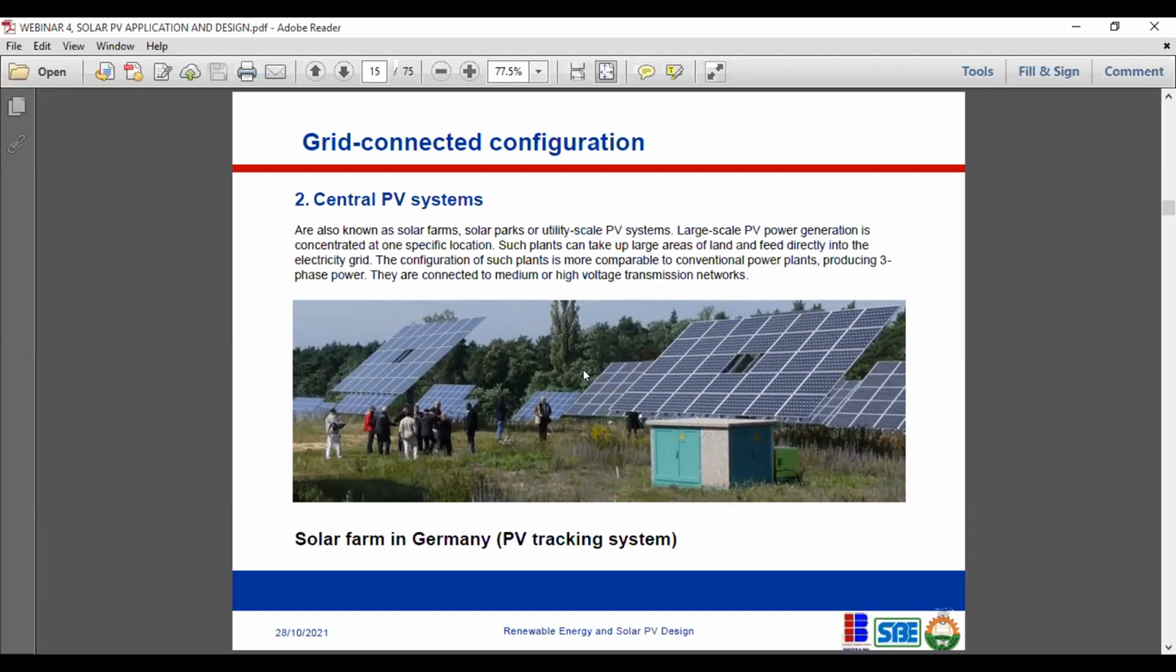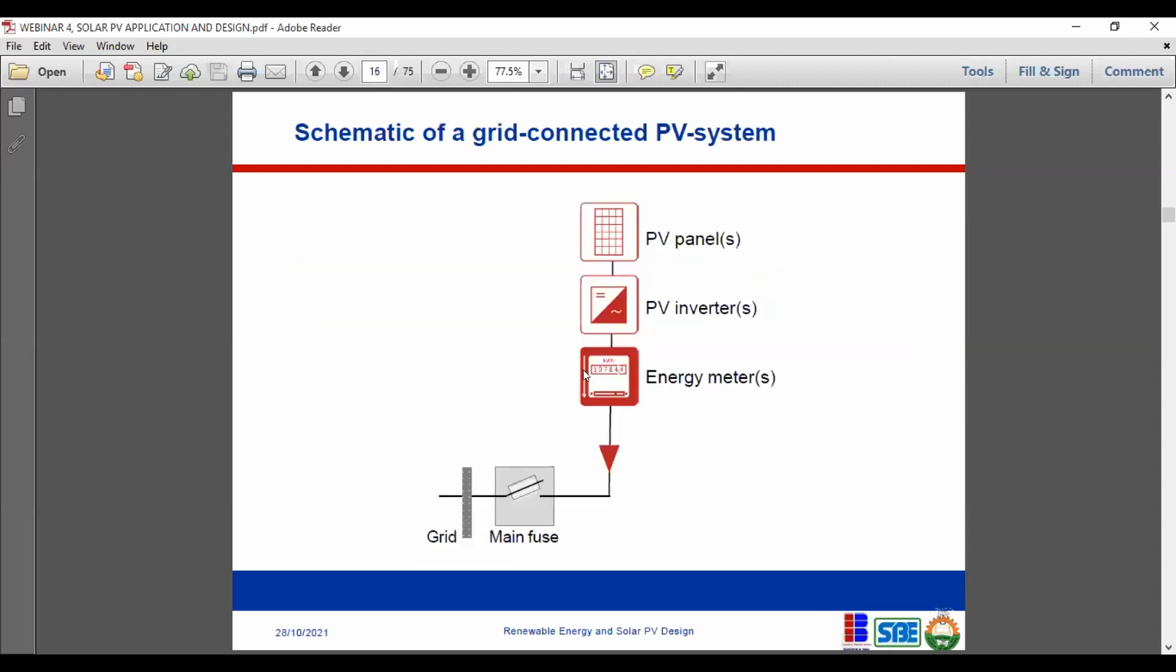All these are just to give us the basics of how solar systems are designed and the various applications. And before we now get into the components and how you can connect all of these components together to achieve the desired result, this is a schematic of a grid-connected PV system.